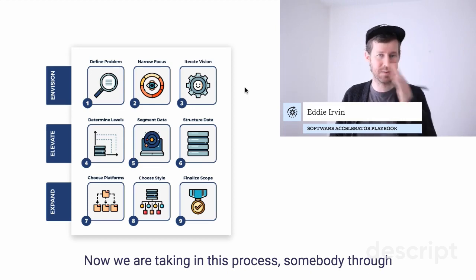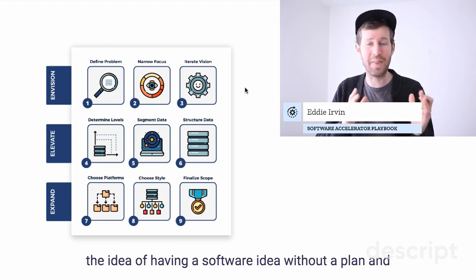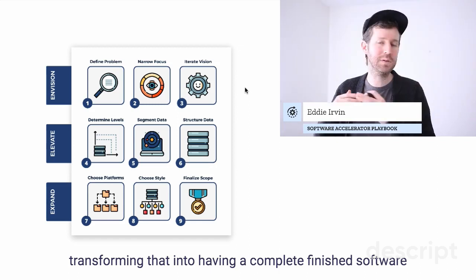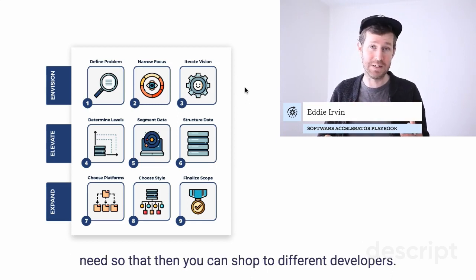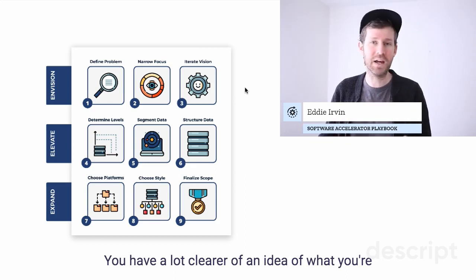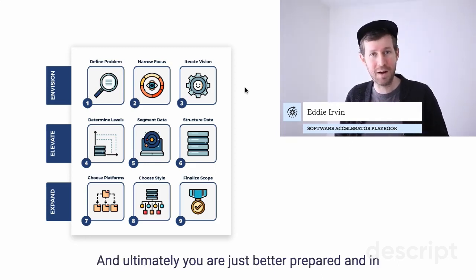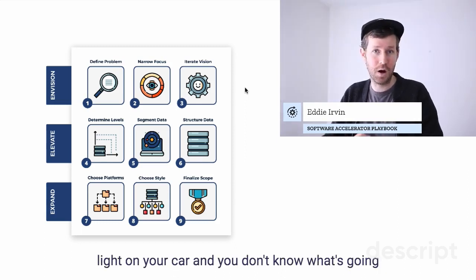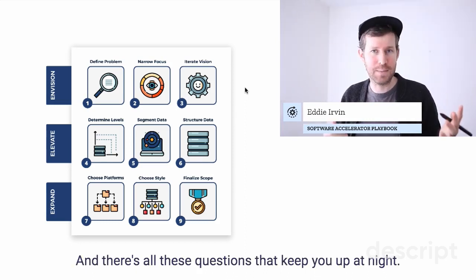Now, we are taking somebody in this process from having a software idea without a plan and transforming that into having a complete finished software scope, having really clarified exactly what it is that you need so that then you can shop to different developers. You have a lot clearer of an idea of what you're talking about when you're speaking to find funding. And ultimately, you are just better prepared and in more control versus feeling like it's a check engine light on your car and you don't know what's going on and you don't know how much it's going to cost. And there's all these questions that keep you up at night.